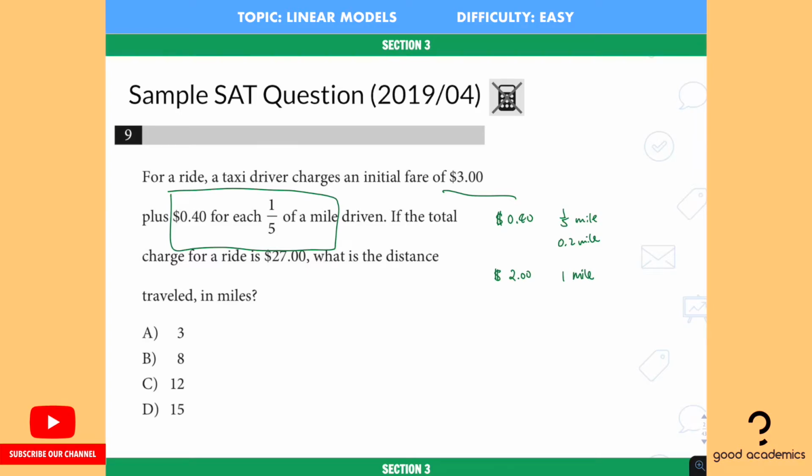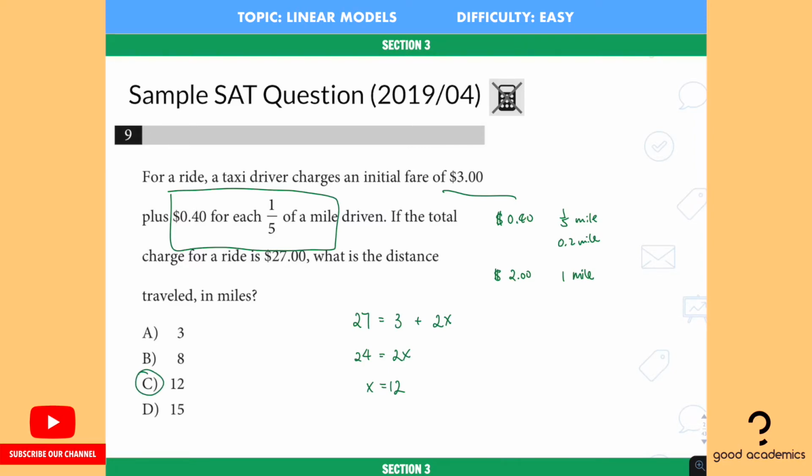Once you have this piece of data, you will have a much easier time calculating, because now you can say $27 is a $3 fixed charge, the initial fare, plus $2 per mile times the amount of miles traveled. Once you have this equation, it's not difficult from here on, because you can simply subtract 3 on both sides and then divide by 2, and you get 12 as the answer. So the answer is C.